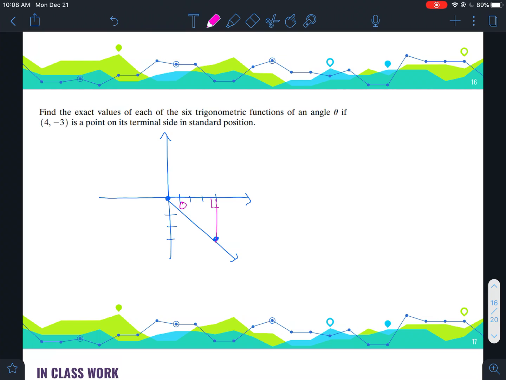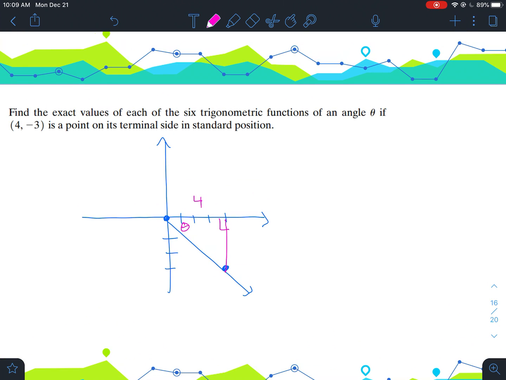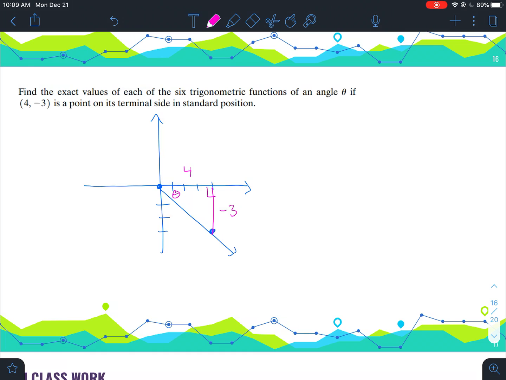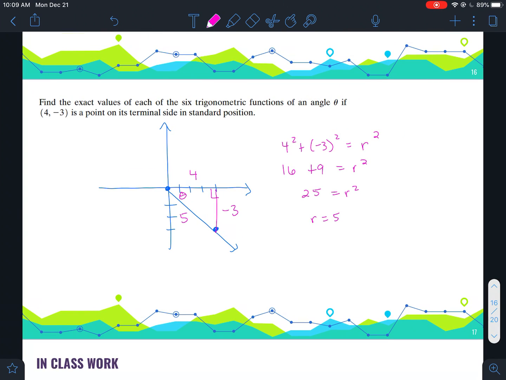So remember, you connect from the origin to that point, and then you form a right triangle back to the x-axis. So here's my theta in there. And then we know that we went 4 out and we went 3 down. And now we need to find, it's not a unit circle, so we're going to have to find the radius of that circle, or the hypotenuse using the Pythagorean theorem. So 4 squared plus -3 squared equals r squared. So 16 plus 9 equals r squared. So 25 equals r squared, so r is going to equal 5. That's always going to be positive.